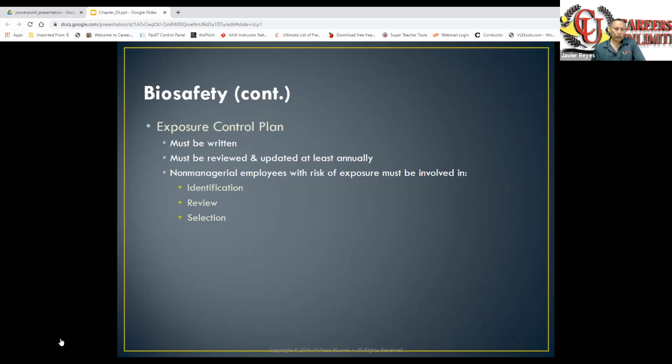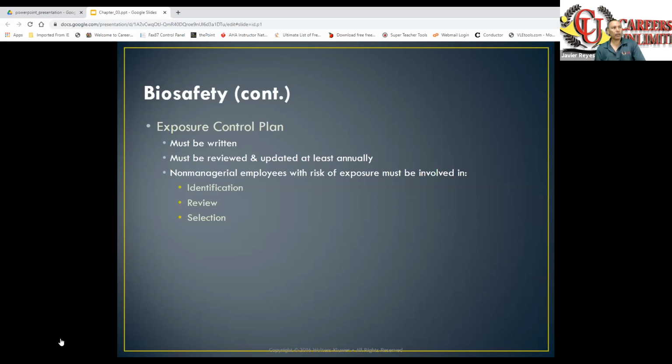So what happens if you get stuck with a needle? Well, the facility again has to have an exposure control plan. Okay, it must be in writing. You can't just say, oh, well, you got exposed. Well, you know what? We'll go to the doctor. They have to have all these things already written, ready to be used once somebody gets exposed.